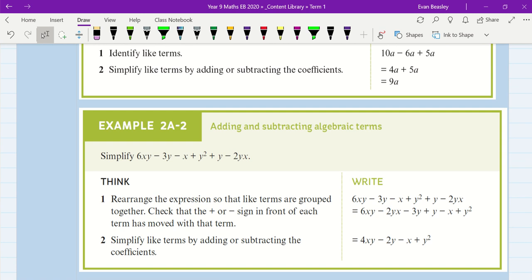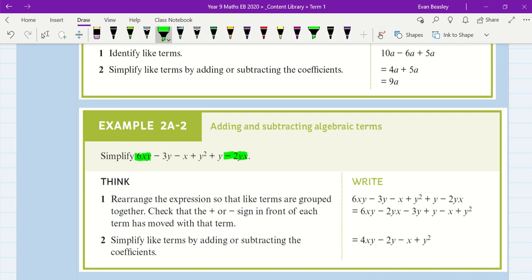Now let's have a look at this one. This is a little bit more complex. So what I'm going to do is try and highlight all the like terms. So let's look at this one here. I've got 6xy, so I'm looking for any other term which is like this one, and it is this one here. And I'm going to highlight the value in front of the coefficient as well. So 6xy and negative 2xy or yx are the same.